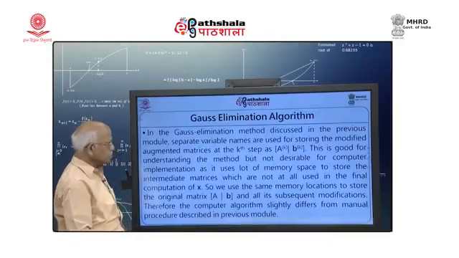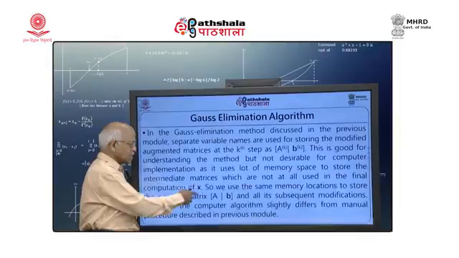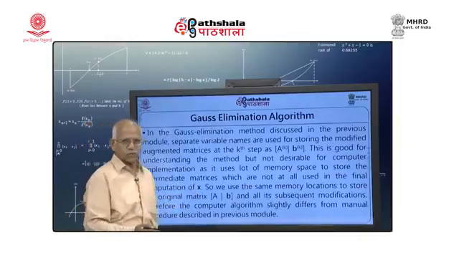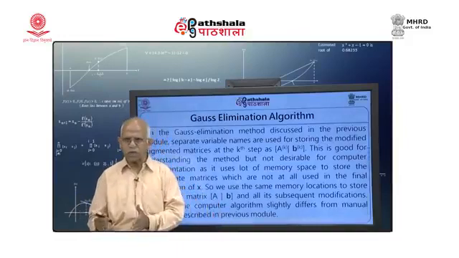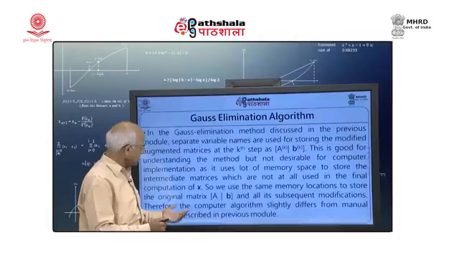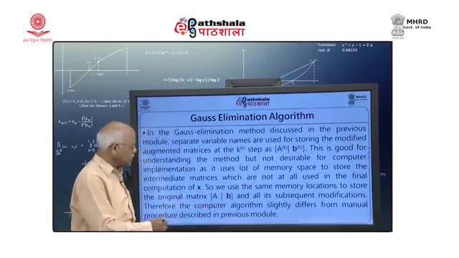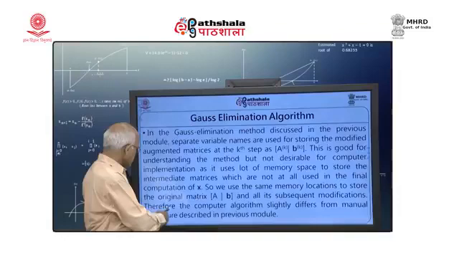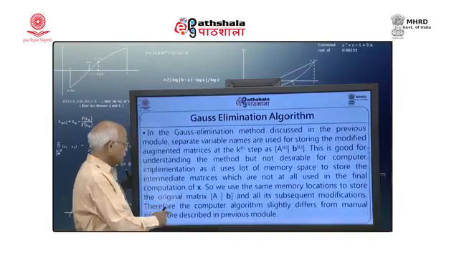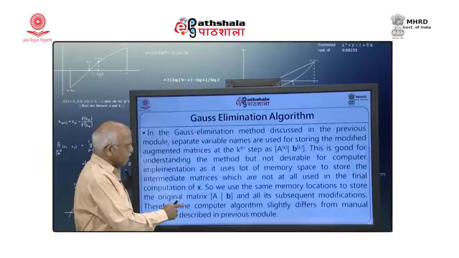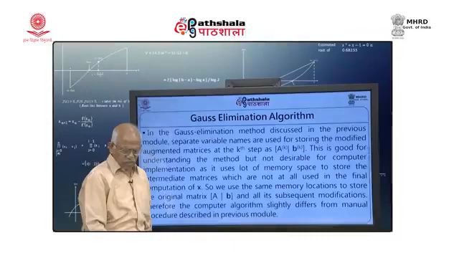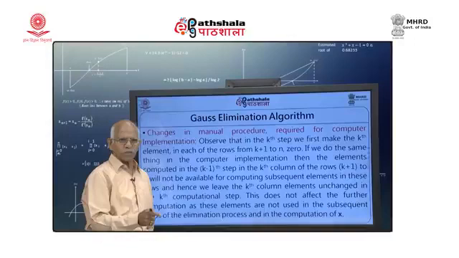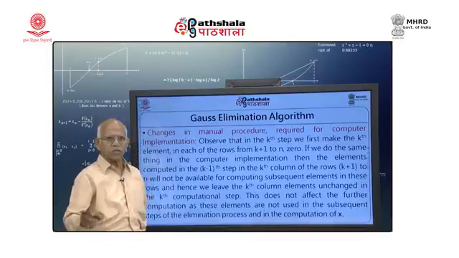So, we use the same memory locations to store the original matrix and all its subsequent modifications. When you are taking the original matrix, you will be storing it in a 2 dimensional array A and a 1 dimensional array B, and then we can consider the augmented matrix A B as a 2 dimensional array straight away. Therefore, the computer algorithm must slightly differ from the procedure described in the previous module. We will be slightly changing that procedure, which is essentially the same; the only thing is we are trying to save our effort on computations.